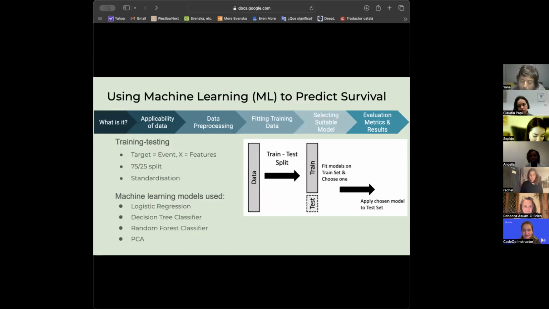So once the data cleaning was done, then we had to go through the train test splitting. Our target variable is the event, which classifies the outcome as to if the seedling is alive or if it's dead. And all the other columns that were left after we had dropped what we think was irrelevant were considered to be the features or our independent variables. We considered a 75-25 split, and then we did standardization on the train set first and used that for the machine learning models.